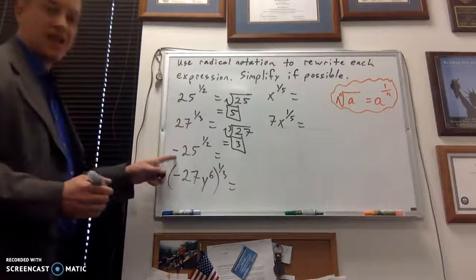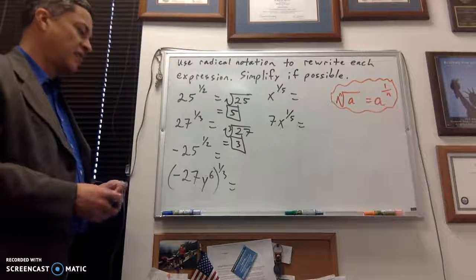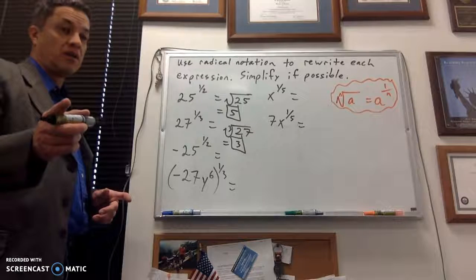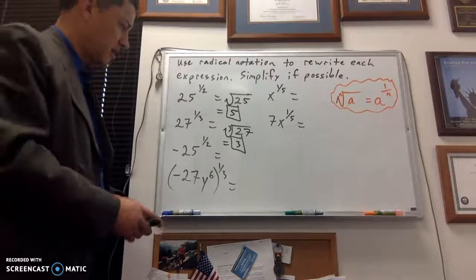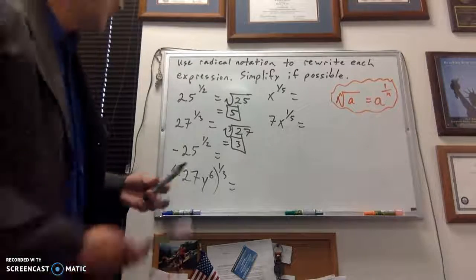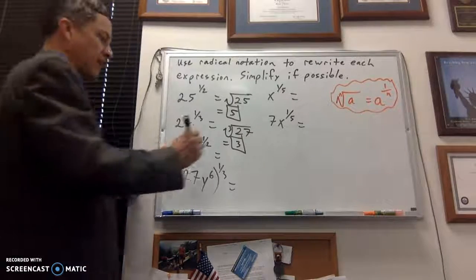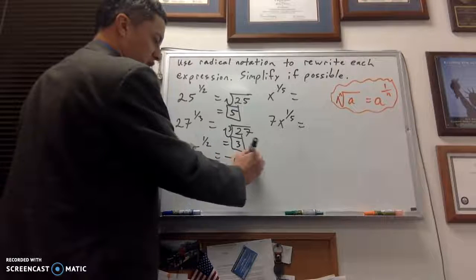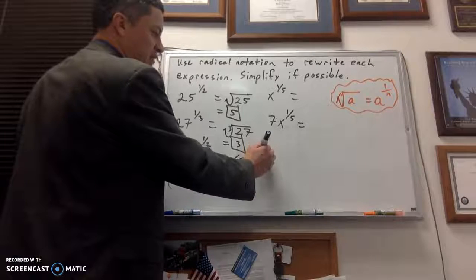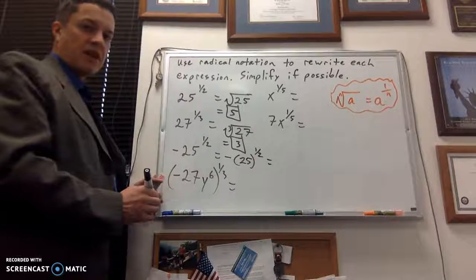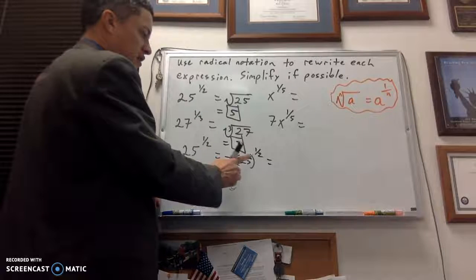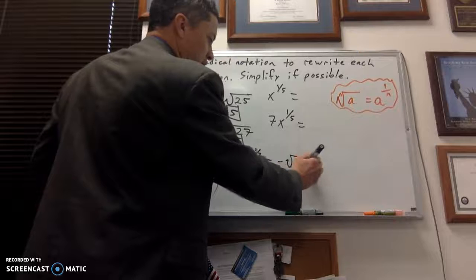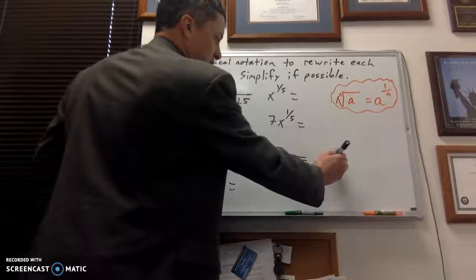Now I'm curious how you did this one. The negative 25 to the 1/2 power. Did you get not real? If you did, you're wrong. Let me show you the right way first. What's happening here is it's really saying the same thing as a negative of 25 to the 1/2 power. Which you can rewrite as a negative square root of 25, which becomes negative 5.